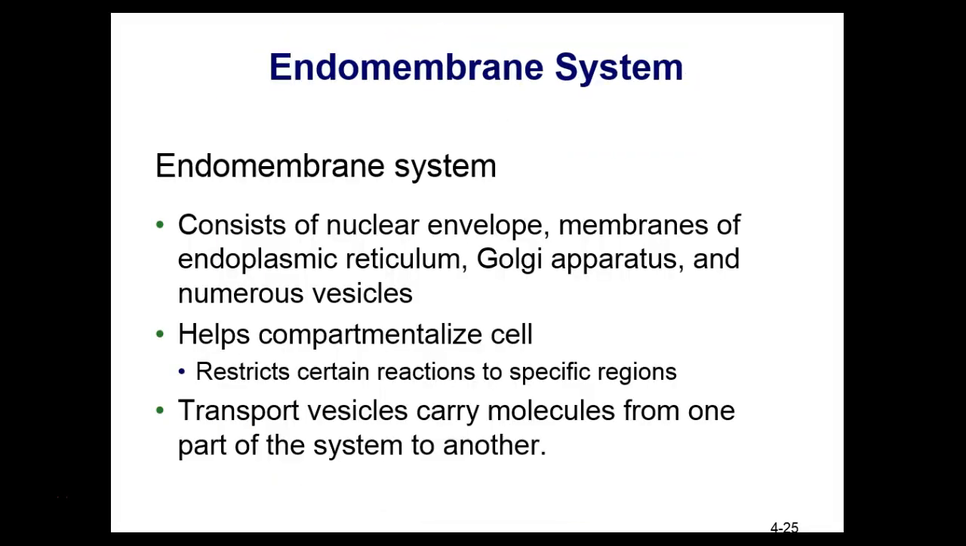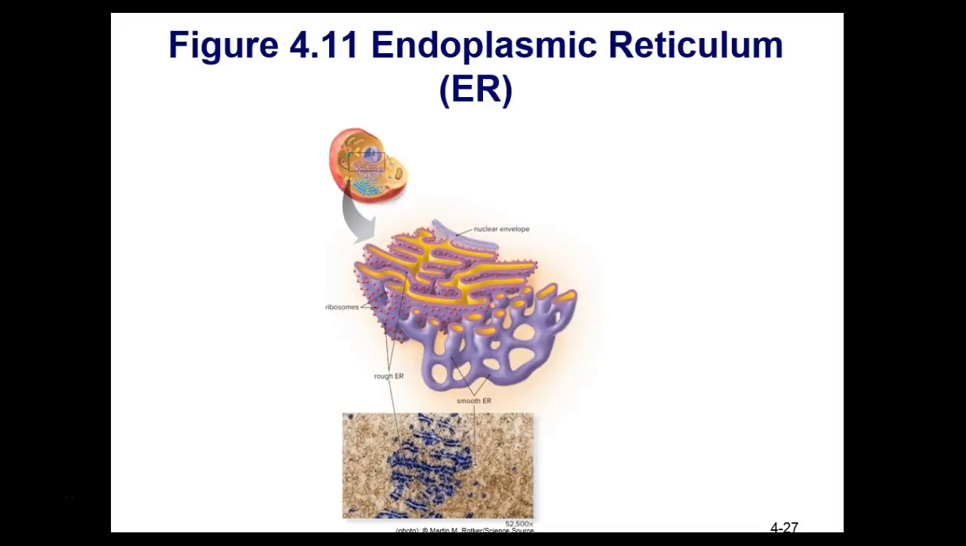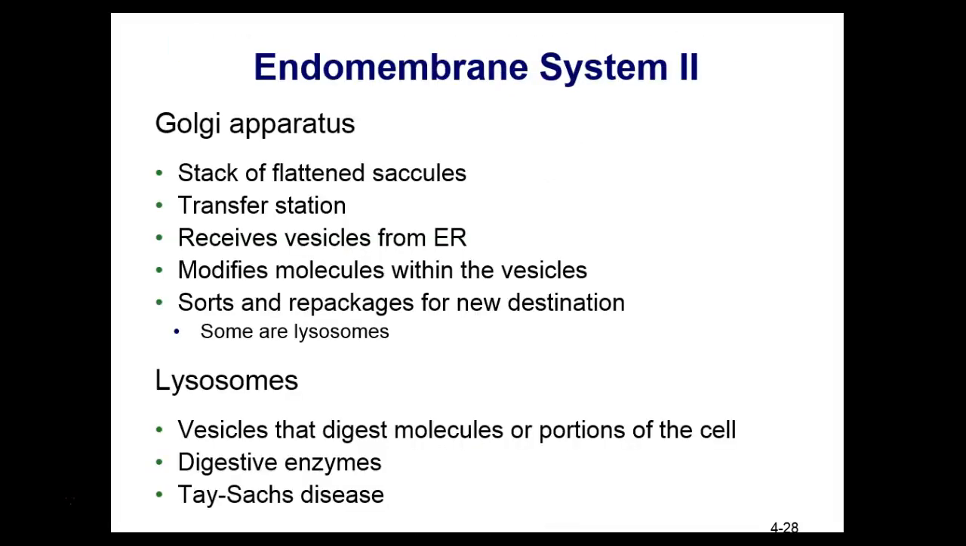The endomembrane system, of course, is a system of collective functions between the Golgi apparatus, the endoplasmic reticulum, the nuclear envelope, and of course there are vesicles. You have both transport vesicles and secretory vesicles that are involved in your endomembrane system. Smooth ER, rough ER, the Golgi apparatus. I do think the Golgi apparatus is on your exam.